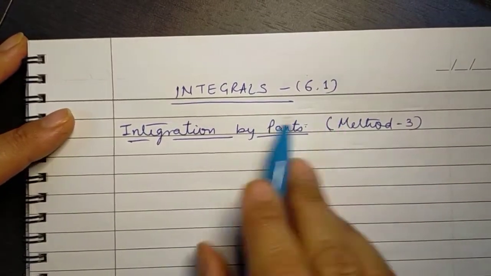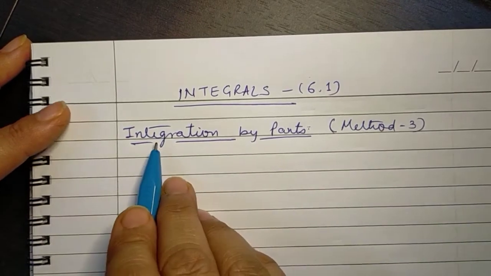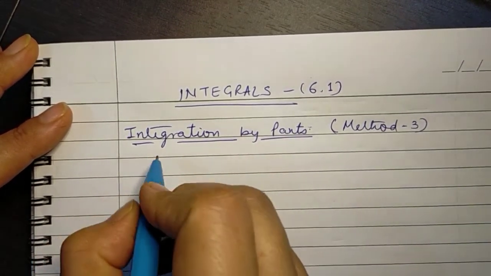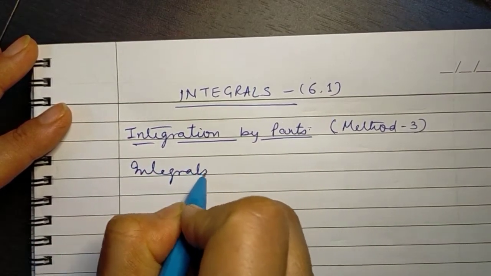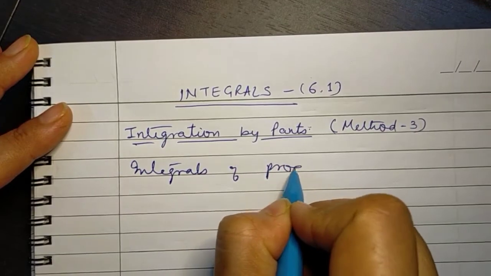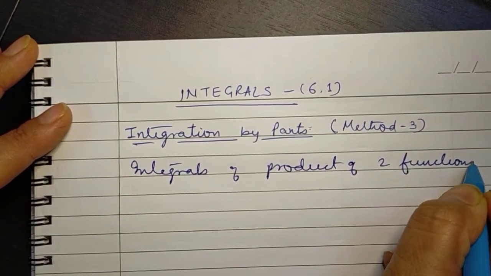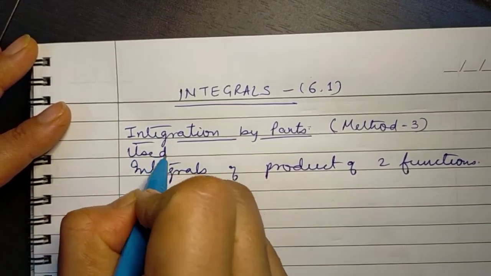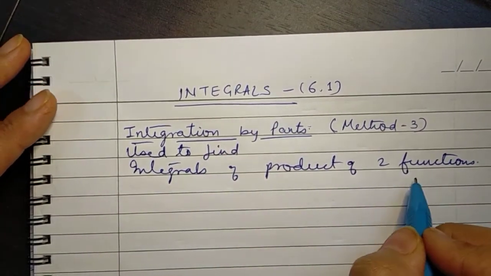Hello students, today we are going to take up the third method of integration, which is called integration by parts. It is used for finding the integrals of product of two functions.